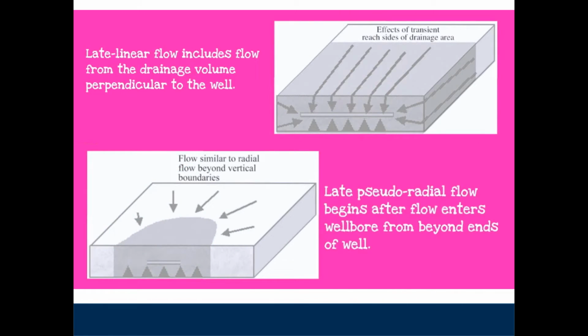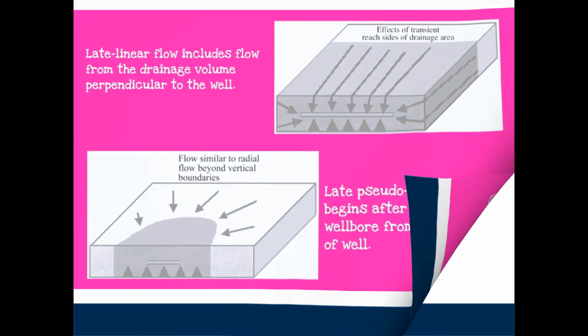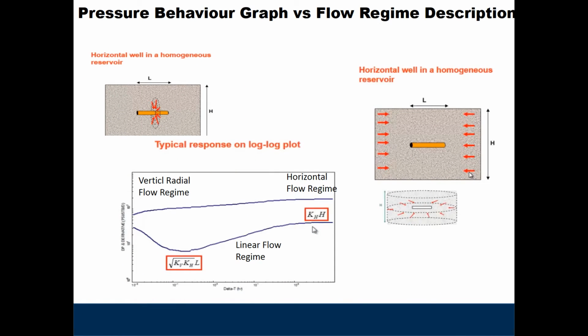The pseudo-radial flow we have just mentioned actually occurs before the late linear flow. Pseudo-radial flow begins when the well flows into the wellbore from beyond the ends of the well and the boundaries. The late linear flow includes the flow from the drainage volume perpendicular to the well, which means the entire reservoir is influencing this wellbore. Pretty amazing, right? Let's look at this pressure behavior graph.